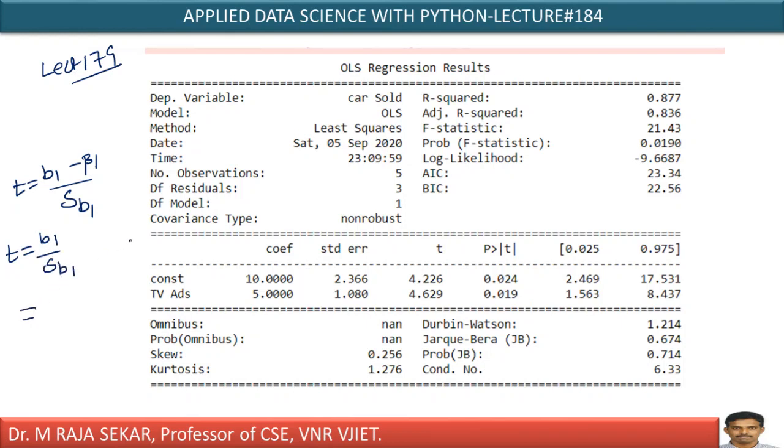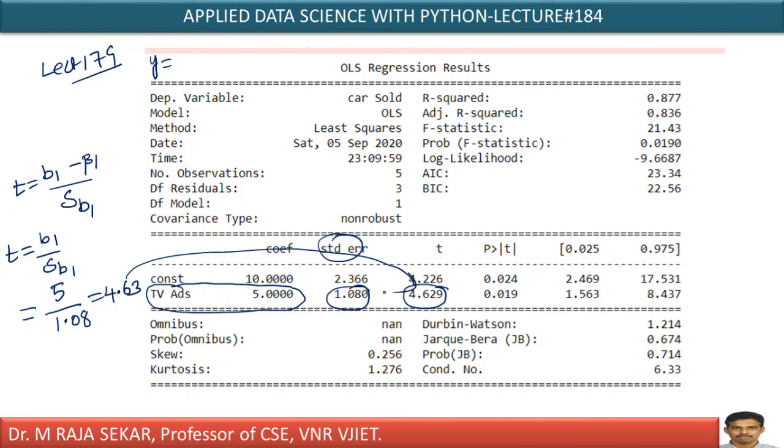What is my b1 value? b1 is related to TV ads. I also discussed this coefficient. This is the coefficient, 5, divided by SB1. What is SB1? The standard error. TV ads is which variable? The independent variable, isn't it? The standard error for this one is 1.08. If you calculate this t value, you will get 4.63, approximately 4.629. This is my t value.